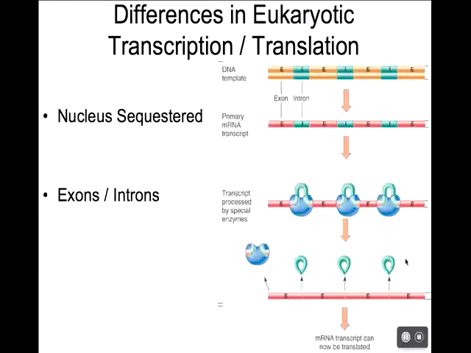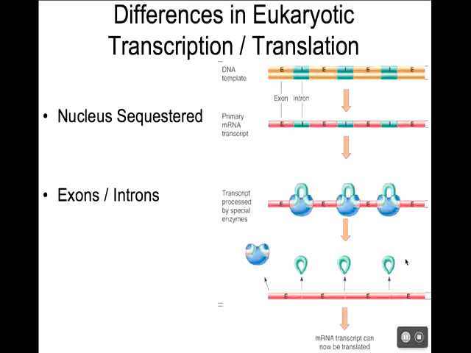Remember location here. Where is the DNA and where are the ribosomes? In a eukaryotic cell, the DNA, of course, is in the nucleus, and ribosomes are located in the cytoplasm. So it is not possible for transcription and translation to occur together in a eukaryote because there's a separation here. The nucleus sequesters the two activities.